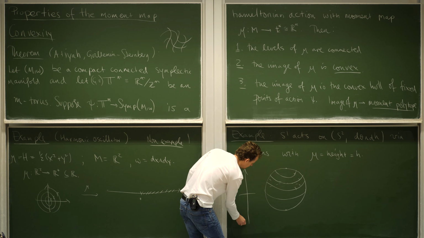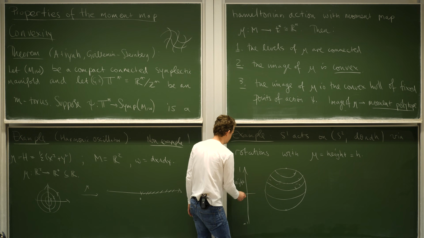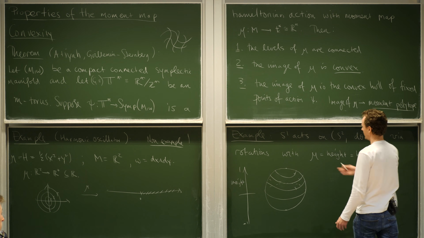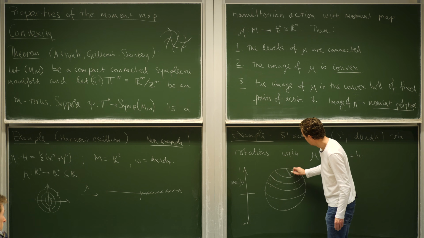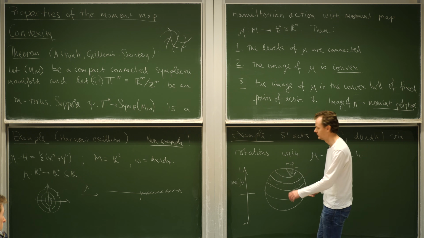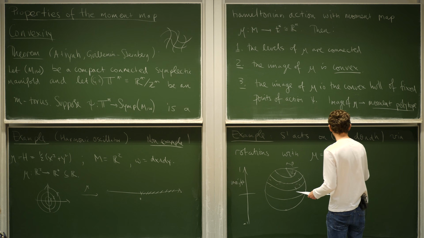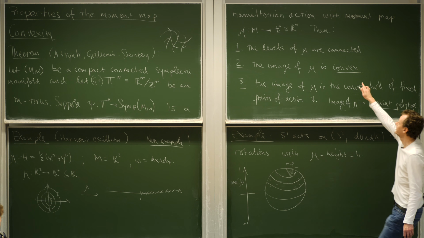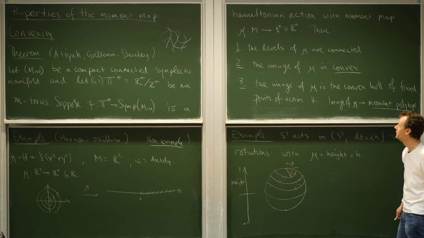We have some coordinates here, -1 to 1. This is height. The y-axis is the height coordinate, and you've got angle coordinates around this height axis. And the moment map is just the height. So let's check. Are the levels of mu connected? Well, again, they're circles, right? So yes, they're connected.